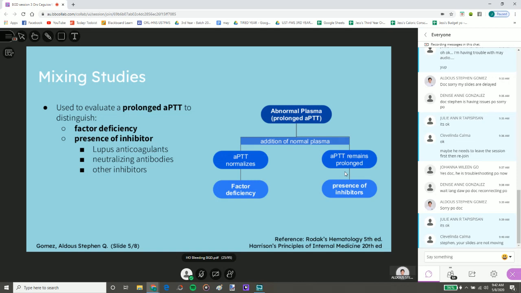So mixing studies is used to evaluate a prolonged APTT to distinguish between factor deficiency or the presence of inhibitor. So I move your attention here to the diagram. So if we have an abnormal plasma or prolonged APTT, we mix it with normal plasma which contains all the factors. If the APTT normalizes, we can deduce that there is factor deficiency. However, if it remains prolonged after the addition of normal plasma, we can see that there is inhibitors such as lupus anticoagulants, neutralizing antibodies, and other inhibitors.